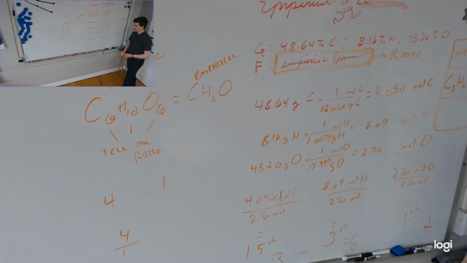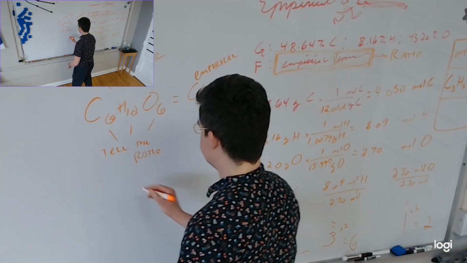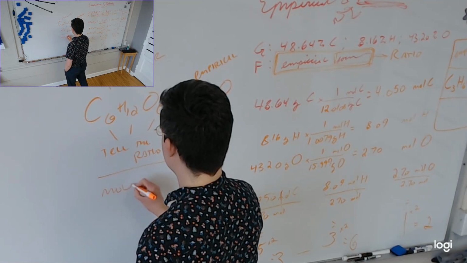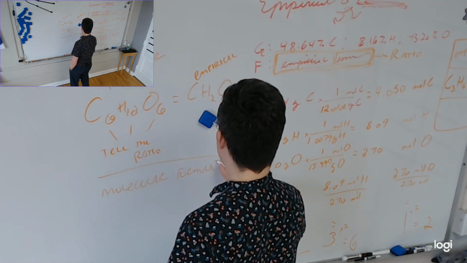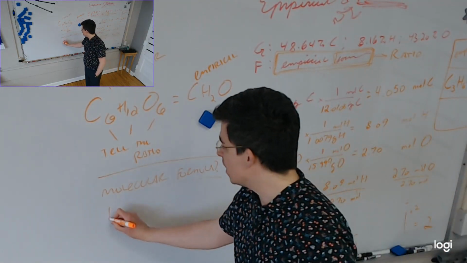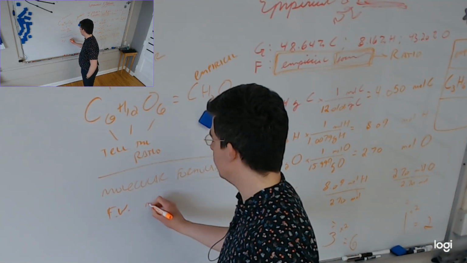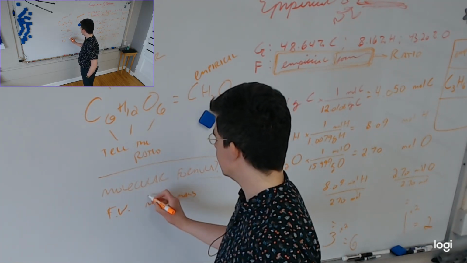And conveniently, at least for time's sake, if it asks for the molecular formula instead, we just add one more step at the end. If it asks for the molecular formula instead, it has to give you something called the FW or molar mass. What might FW stand for?